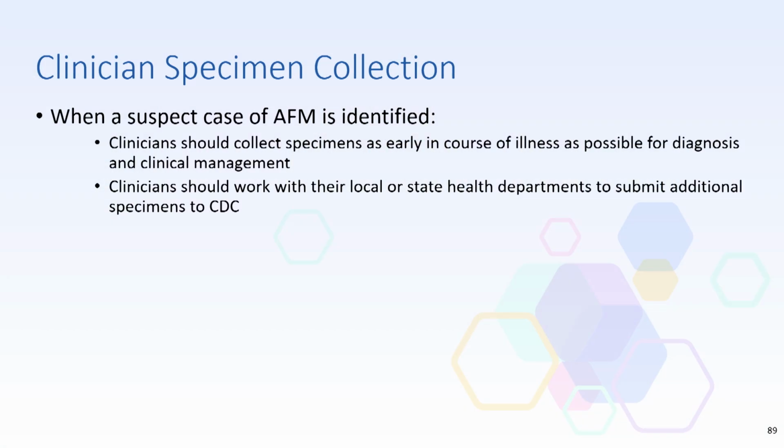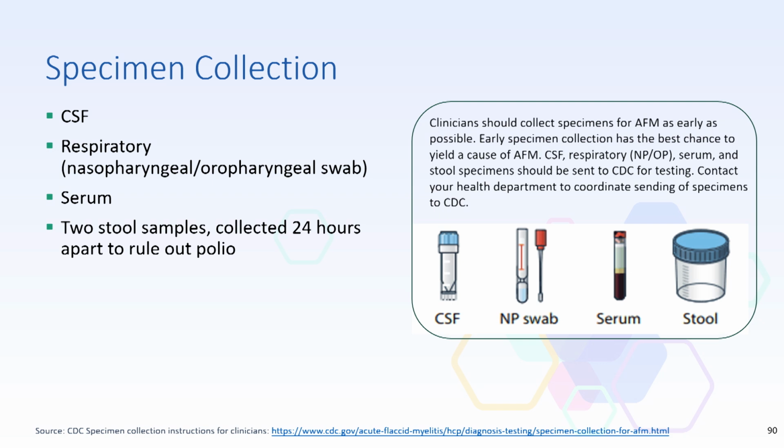I will now discuss specimen collection and laboratory testing. When a suspect case of AFM is identified, it is important to note that specimens should be collected as early in the course of illness as possible to increase chances of yielding an etiology. In addition to specimen collection for diagnosis and clinical management of the patient at the treating hospital, clinicians should work with their local or state health departments to submit additional patient specimens to CDC. We recommend that clinicians send the following specimens to CDC: cerebrospinal fluid, or CSF, respiratory, serum, and stool.